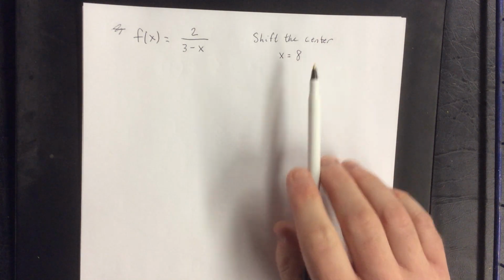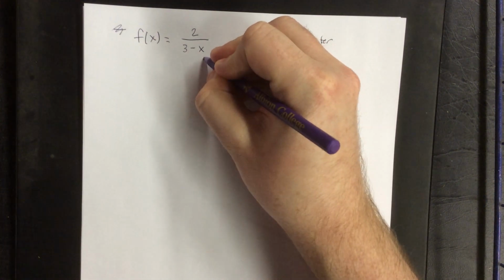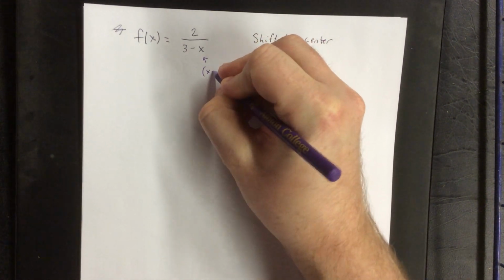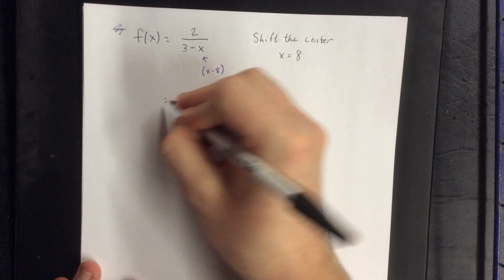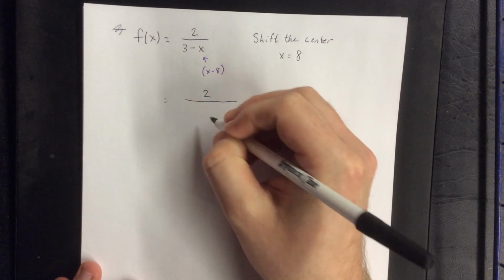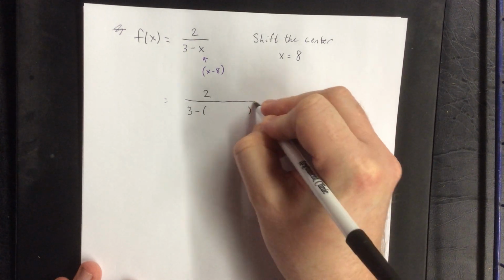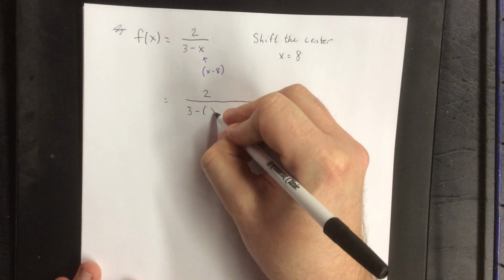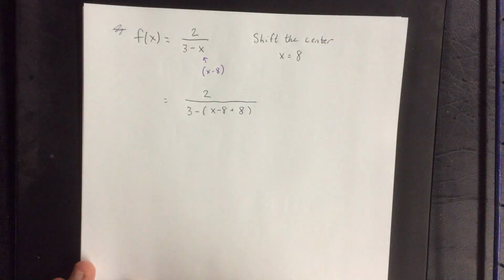Now, in order to shift the center for a power series, that means that in this position right here, rather than just having an x, we're going to need to see an x minus 8. Here's how we can obtain an x minus 8 in that position. So currently we have 3 minus. What we're going to do is change this into x minus 8 plus 8. This is the old mathematical technique of adding 0.